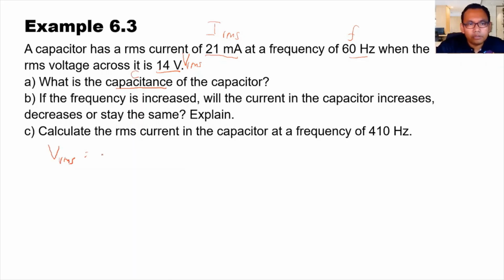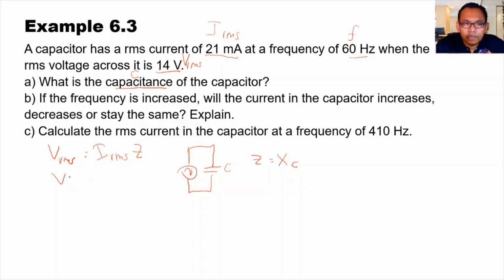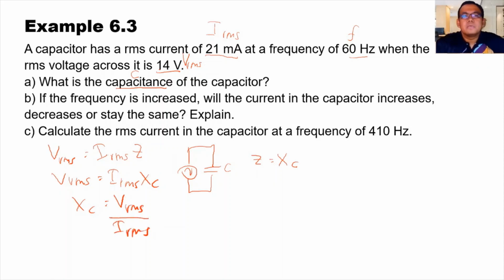V RMS is equal to I RMS Z. So for this circuit, we draw the circuit. It's only a capacitor there. So that means the opposition Z is equal to XC. So V RMS is equal to I RMS XC, and XC is equal to V RMS divided by I RMS.